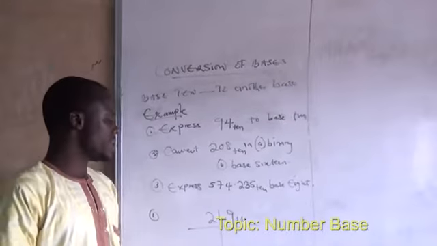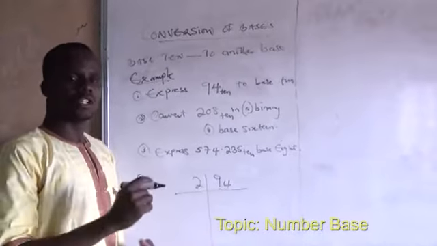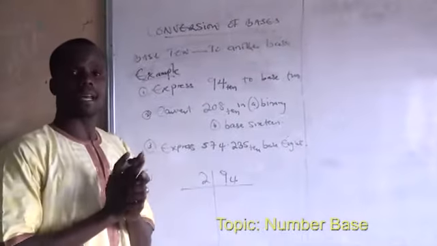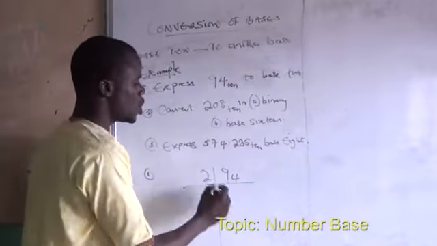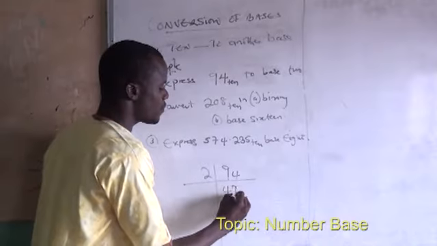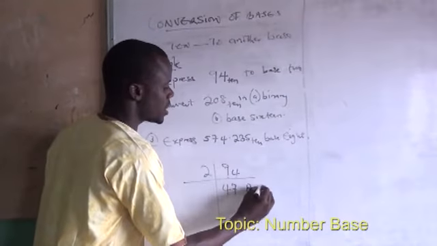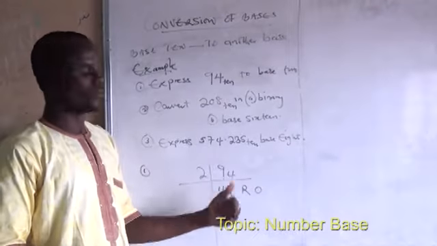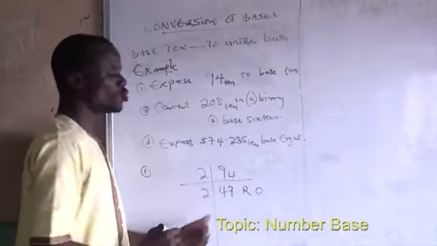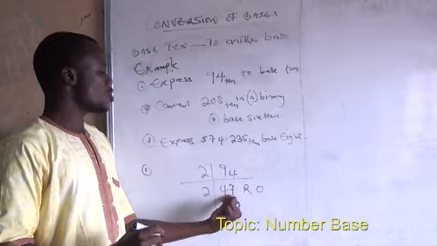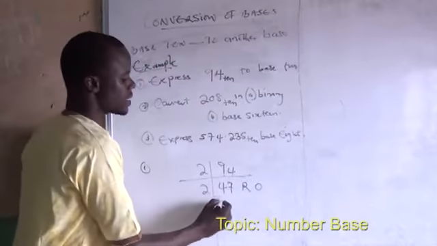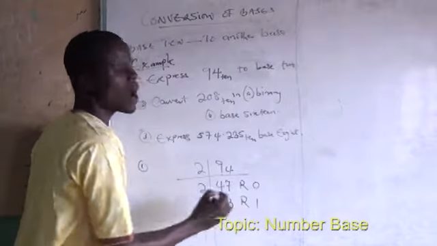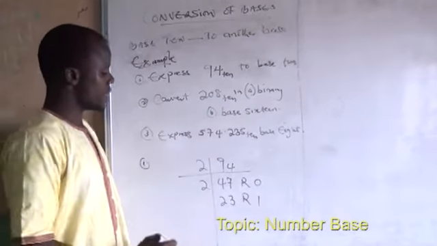2 into 9 goes 4 times, 2 into 14 goes 7 times. When you combine together, it's 47. So here we write 47, remainder 0, since 2 times 47 gives us 94. Then we say 2 into 47, it goes 23 times, remainder 1. You write the remainder here.